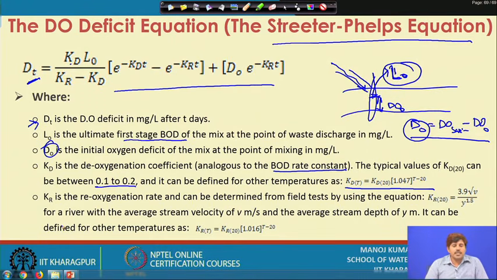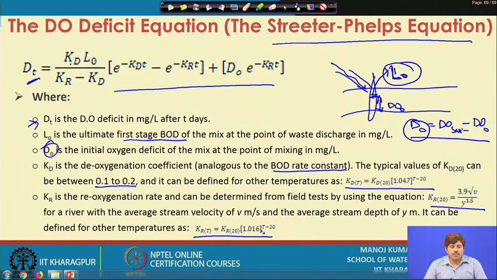Similarly, Kr is the re-oxygenation rate, and this can typically be determined using this equation at 20 degrees Celsius, where V is the velocity and Y is the average stream depth, okay. And for other temperatures, similar to this, we can use this expression for determining Kr.